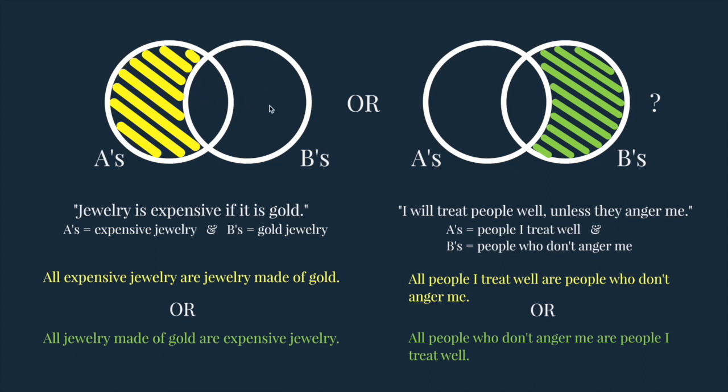All of the people that are in the B circle but outside of the A circle. This Venn diagram fits a whole lot better. I will treat people well unless they anger me. B is all of the people who don't anger me.